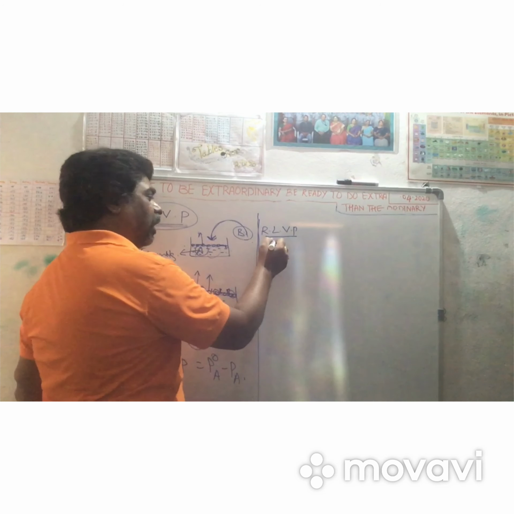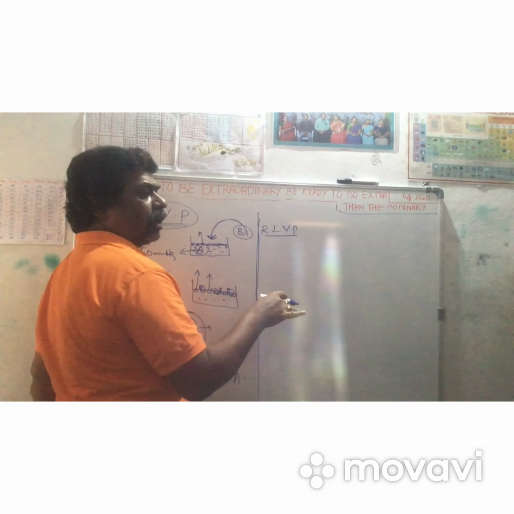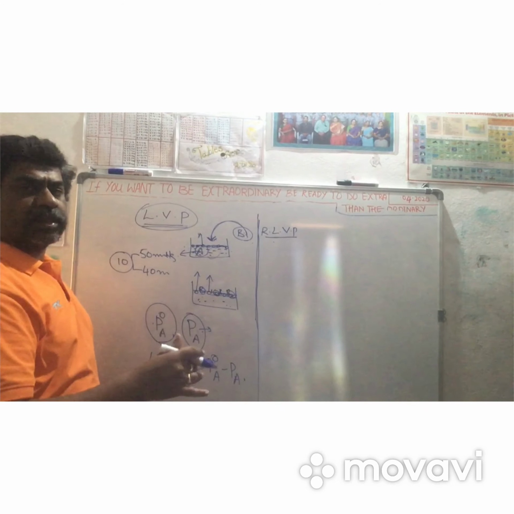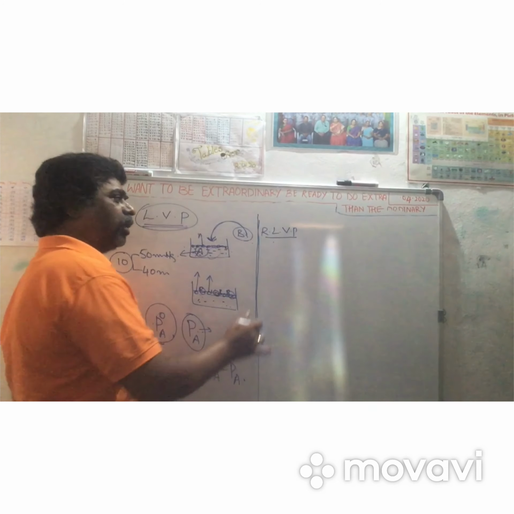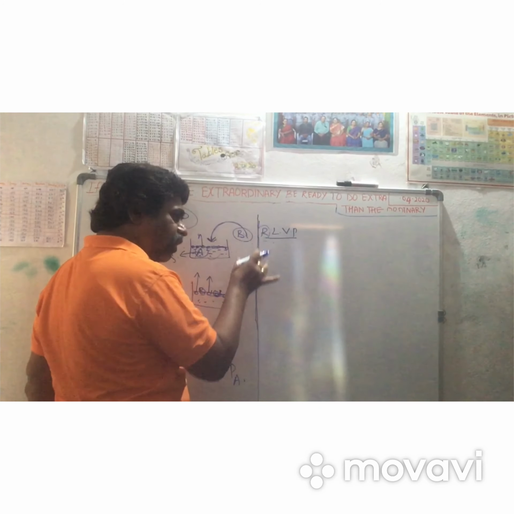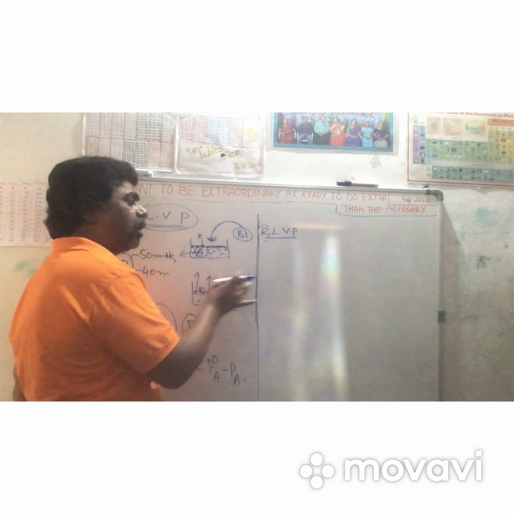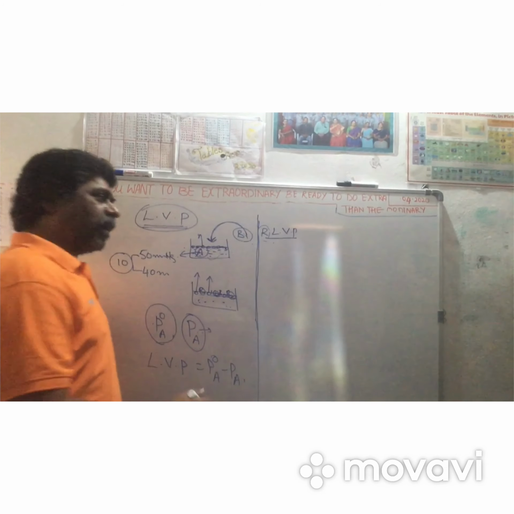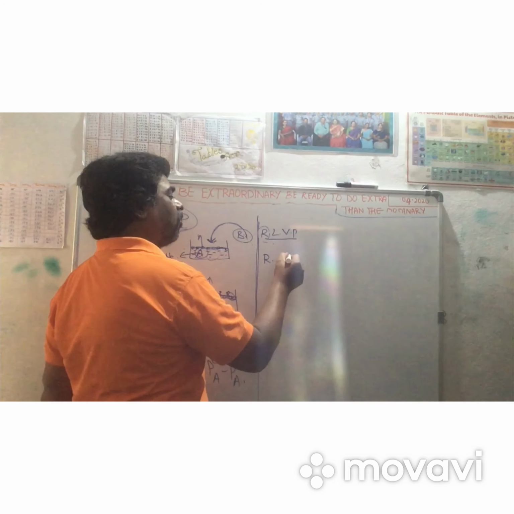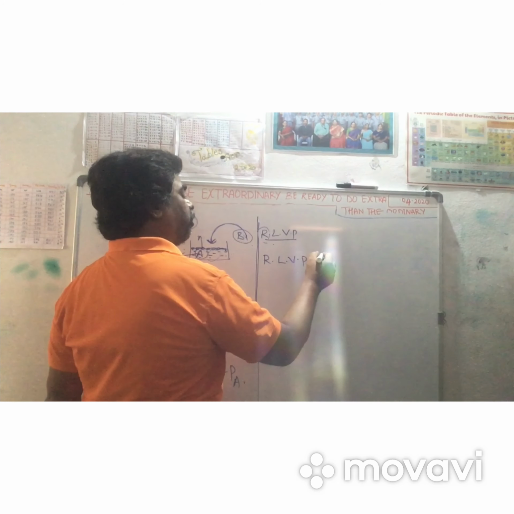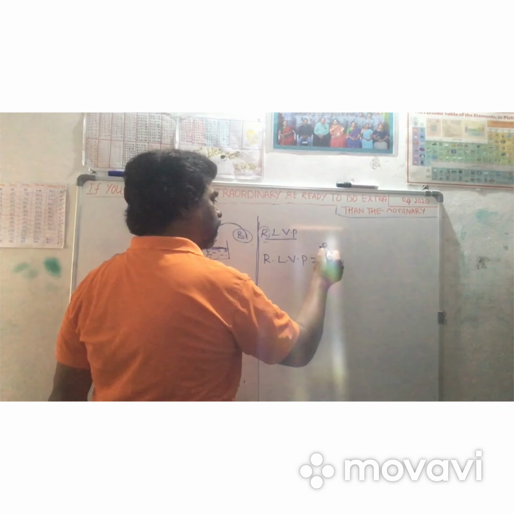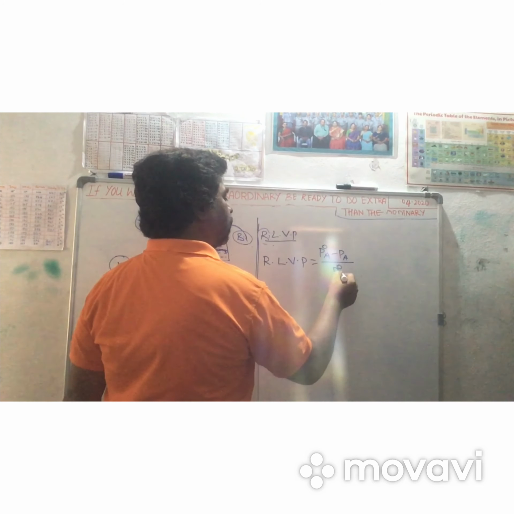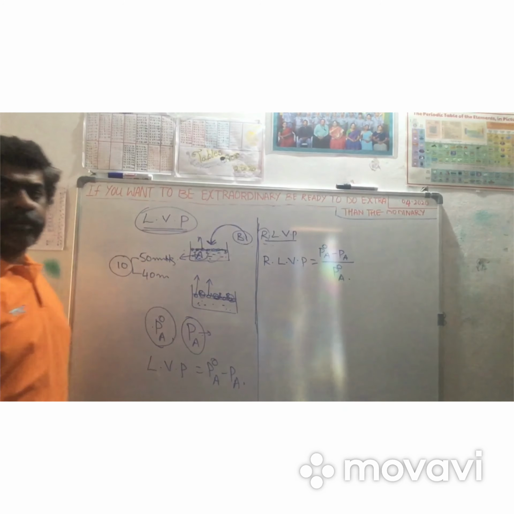So the relative lowering of vapor pressure, mathematically, is the ratio between the lowering of vapor pressure and the vapor pressure of the pure solvent. Actual meaning: relative to the initial vapor pressure, meaning the pure solvent vapor pressure, how much the vapor pressure is decreased. Mathematically the relative lowering of vapor pressure is equal to the lowering of vapor pressure, P naught A minus P of A, divided by P naught A. This is the relative lowering of vapor pressure.